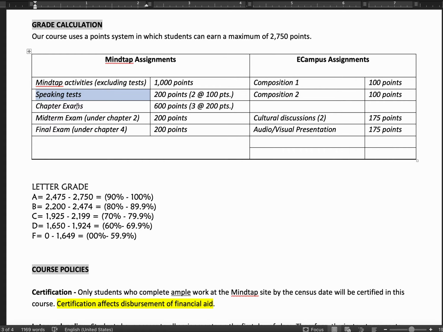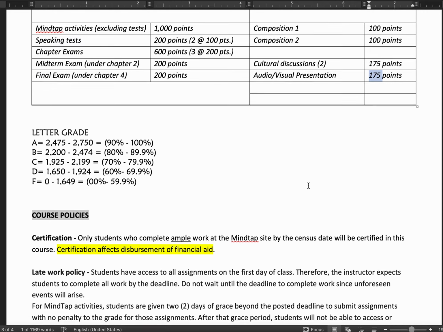Then you have chapter exams, and those exams are 200 points each. Those include your midterm and your final exam. That's all happening on MindTap, with the exception of the speaking tests. Those are happening on Teams. On eCampus, you have 2 compositions, 100 points each, 2 cultural discussions, which are, I'm not so good at math, but it's 175 points total. And finally, you have an audiovisual presentation, which is 175 points as well. I'll tell you a little bit about those activities later.